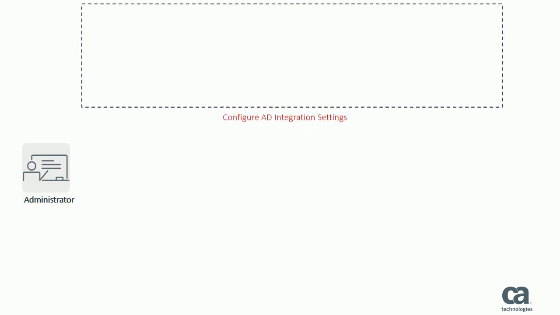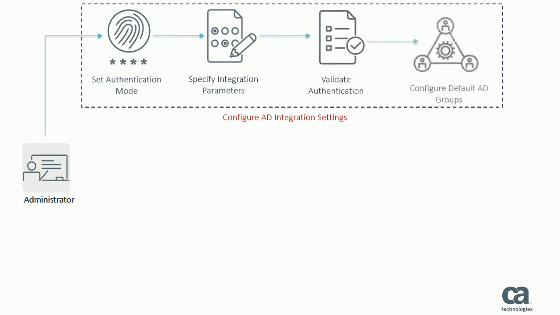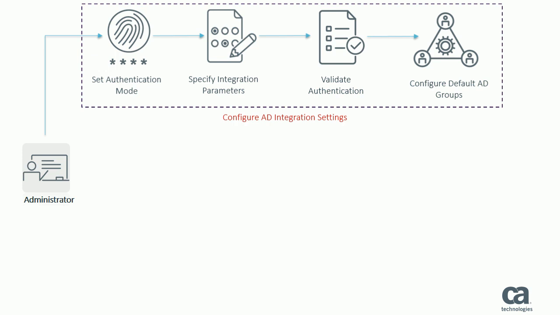This diagram helps you understand the AD integration process. 1. The first step in this process is to configure the AD integration settings. This step comprises the following tasks: setting the authentication mode, specifying the integration parameter values, validating the authentication, configuring the default AD groups. This is an optional task.